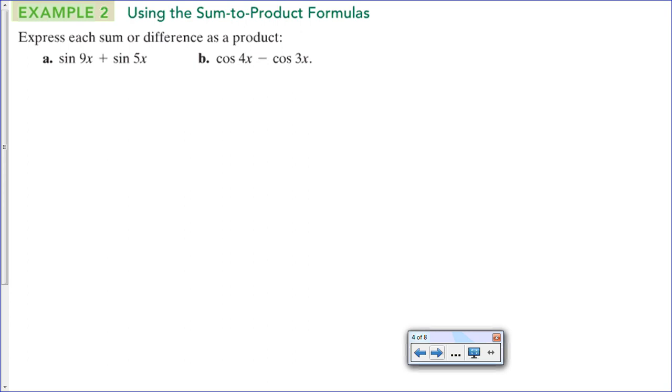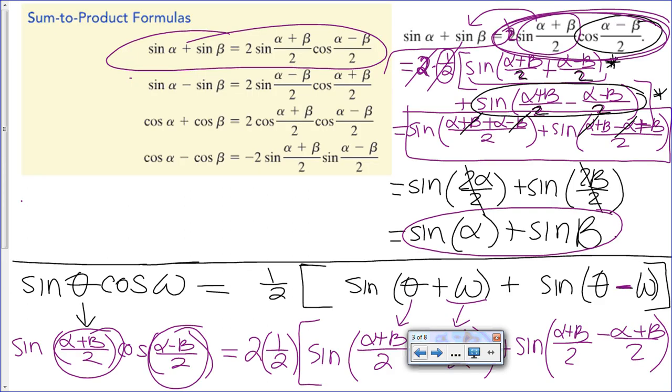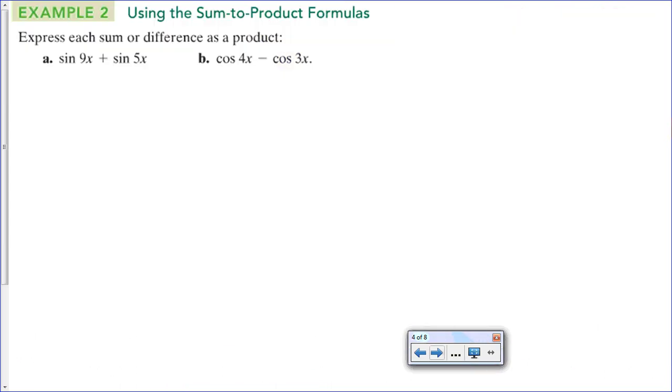So for the first one, let's label our formulas. This will be number 5, number 6, number 7, and number 8. Which number will we use for the next problem? Formula number 5. So sine of 9x plus the sine of 5x.